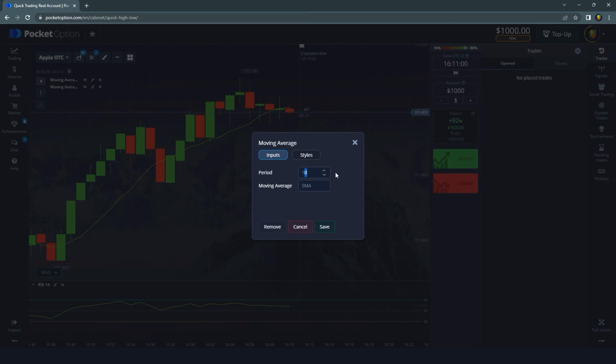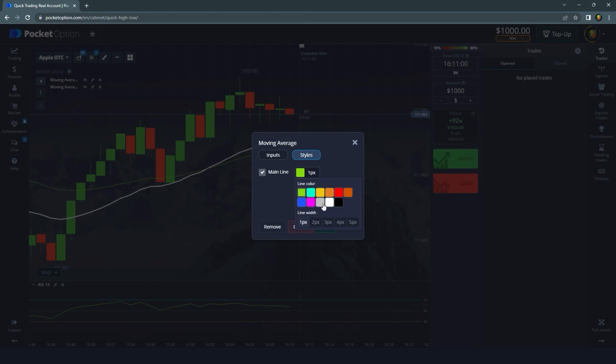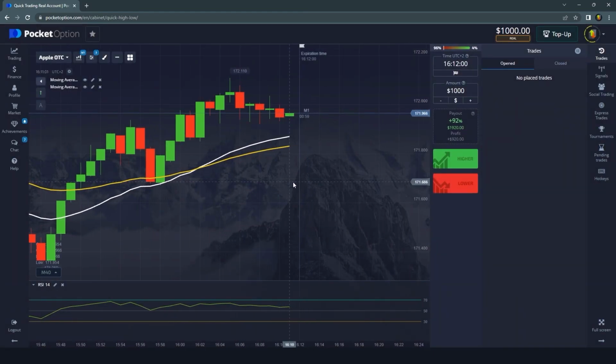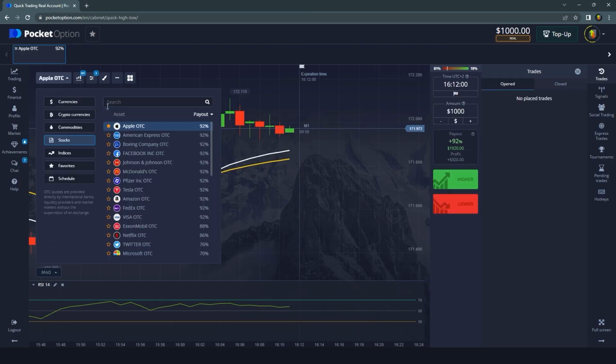I set the period for the first moving average to 13 and the type to SMA. I choose white as color, as usual for the faster moving average. The period for the second moving average should be 21, and the type is the same. For the color I choose yellow. Choose some pairs with decent payout, and start looking for entries.